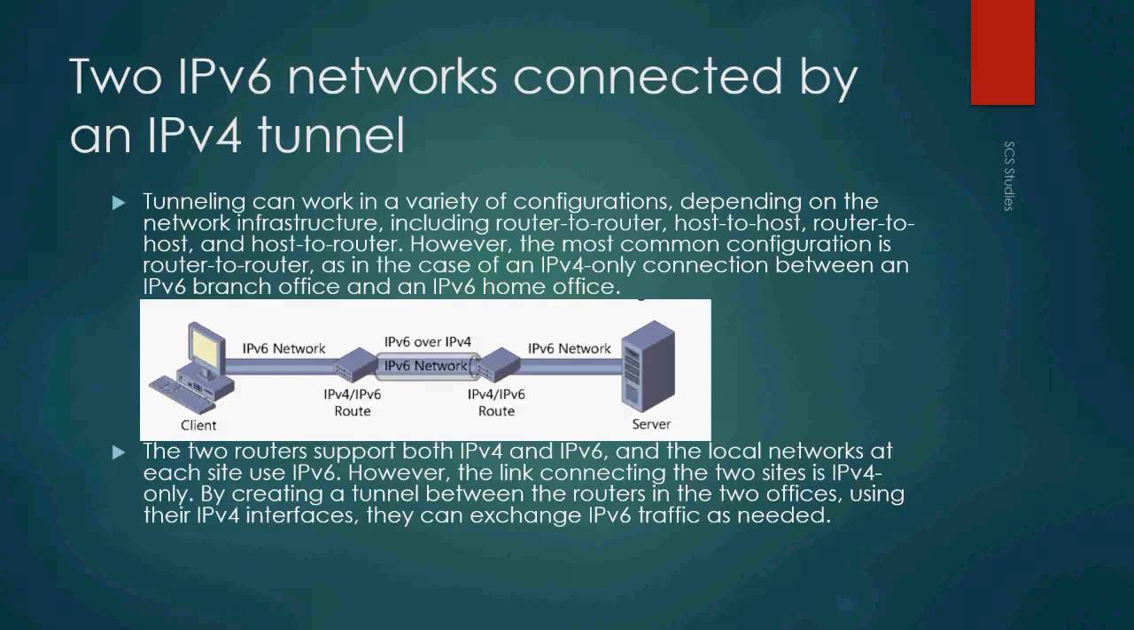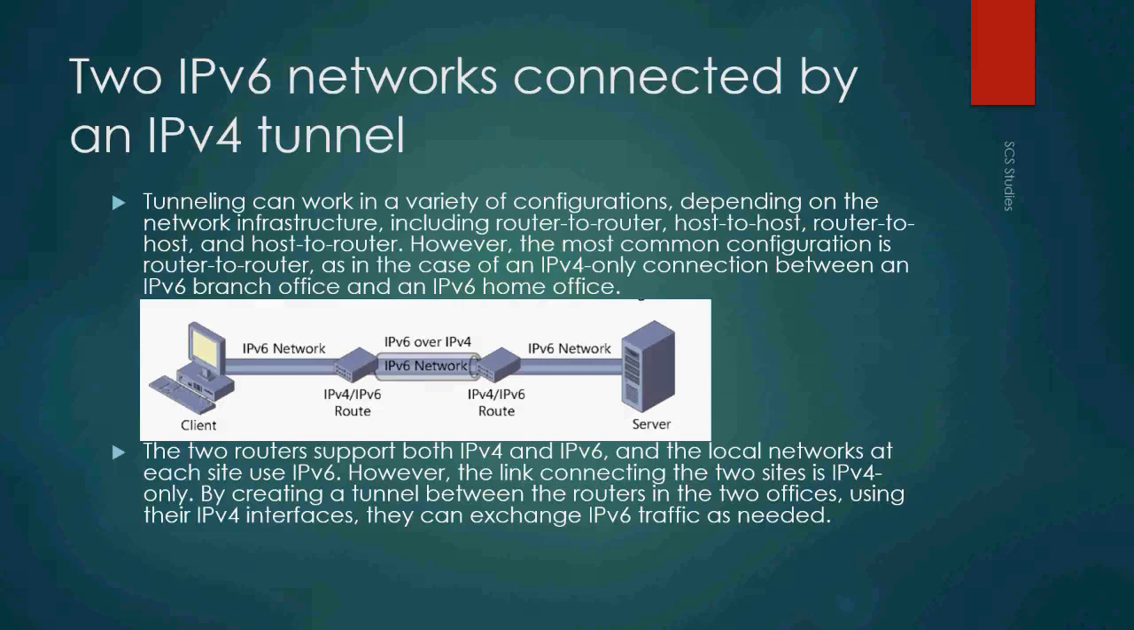As in this case of an IPv4-only connection between two IPv6 branch offices and an IPv6 home office. The two routers support both IPv4 and IPv6, and the local network at each site uses IPv6. However, the link connecting the two sites is IPv4 only. By creating a tunnel between the routers at the two offices using their IPv4 interfaces, they can exchange IPv6 traffic as needed.